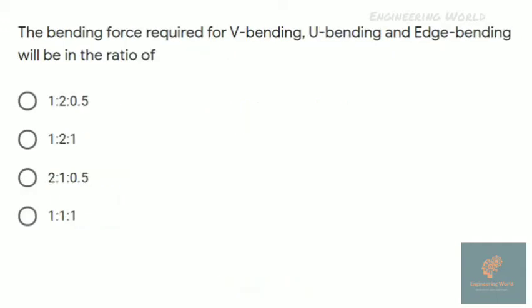Then the next question is, the bending force required for V bending, U bending and edge bending will be in the ratio of. U bending requires large while edge requires small, and V bending requires in between of both. So the ratio for V, U and edge is 1:2:0.5. So answer is 1:2:0.5.